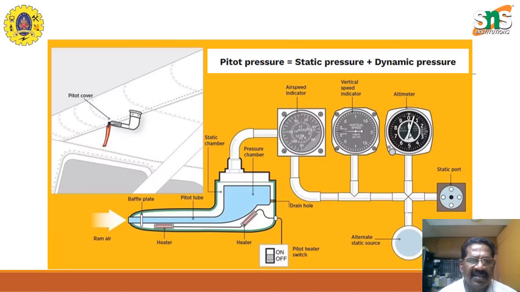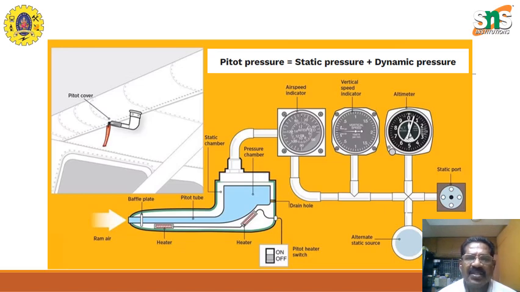The air enters here. There's a baffle plate to stop the dust, etc., from coming inside, and then you have the pitot tube as it goes inside. There's a pressure chamber, and there is also a drain hole. You have a heater here in case the air is too cold, and the heater can be switched on and off. You have the static chamber and then the pressure chamber.